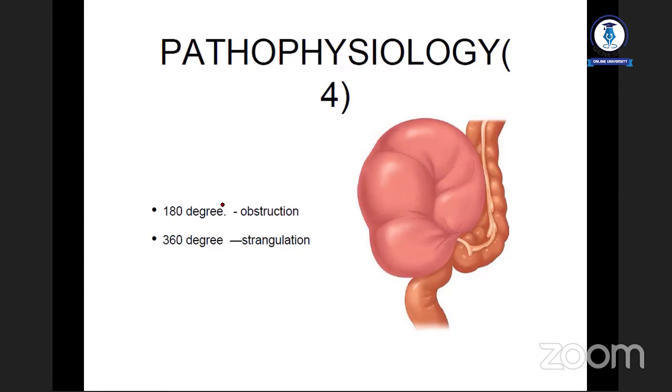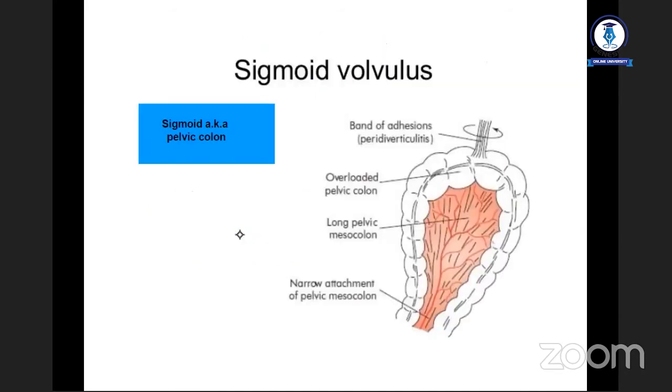180 degrees rotation causes luminal obstruction. 360-degree rotation causes strangulation or vascular obstruction. Now, this is very important. What are some of the predisposing factors for volvulus? For example, we all have our mesocolons, right? The transverse mesocolon, the sigmoid mesocolon, the mesentery, but we are not all having this sort of problem. We are not having volvulus. So what is the real cause behind it?